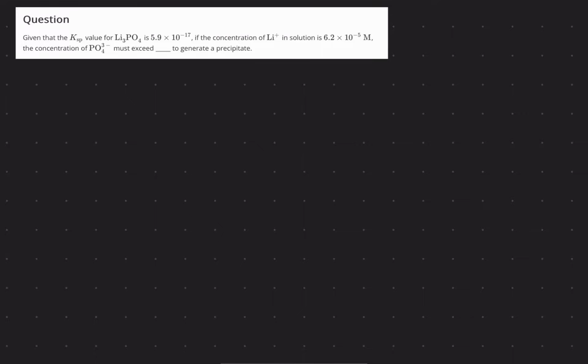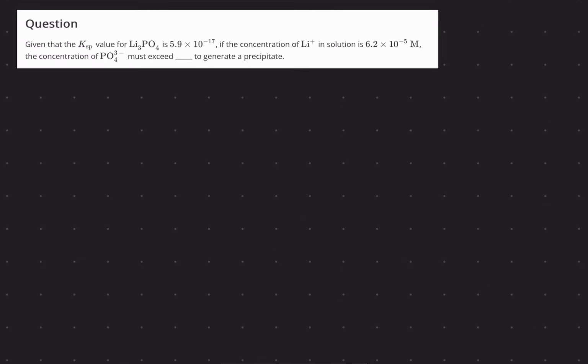What's up, guys? It's me back again with a solubility product problem about precipitates. So this one, it's saying that given the KSP value for Li3PO4 is this number, the concentration of Li plus in solution is this, and the concentration of the phosphate must exceed something to generate a precipitate.